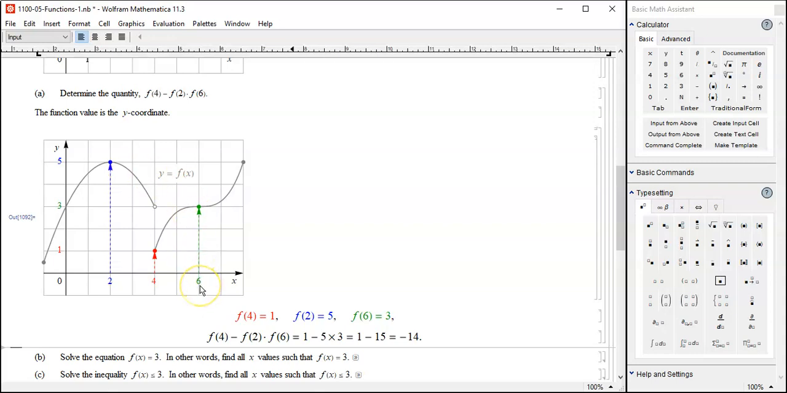Same thing goes here to this green point. Start from x equal to 6 on the x-axis. Move vertically because vertical lines share the same x-coordinate. Go to the point on the graph, and which coordinate do I have to read? Y-coordinate. Why? Because function value is y-coordinate. So y equals f of x is written here for a reason. Function value, f of x, is y-coordinate. And then calculating this, that's easy.